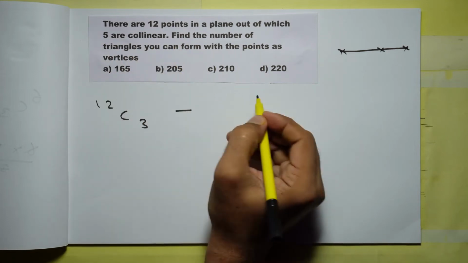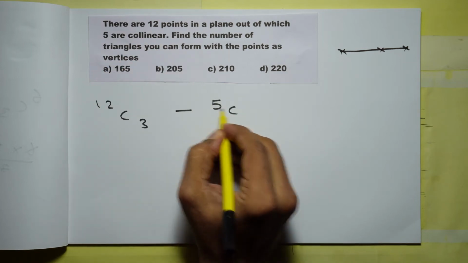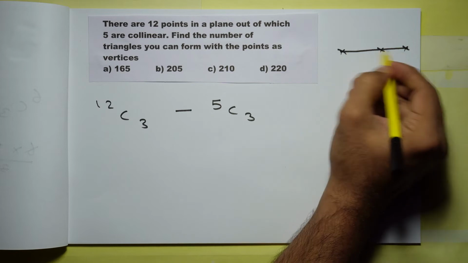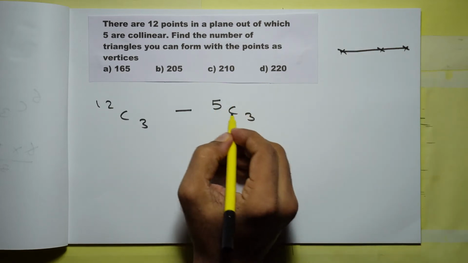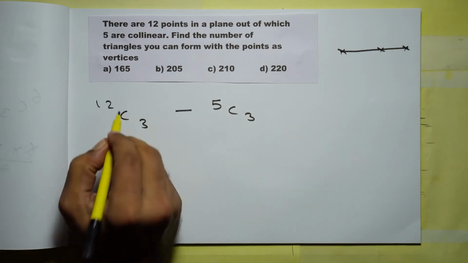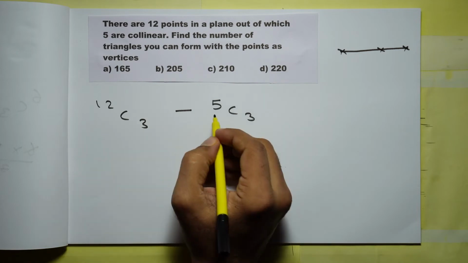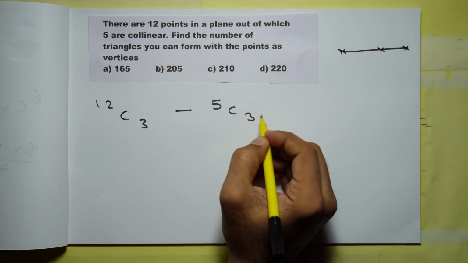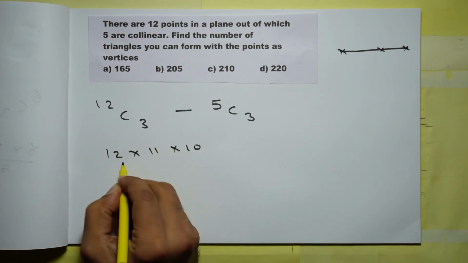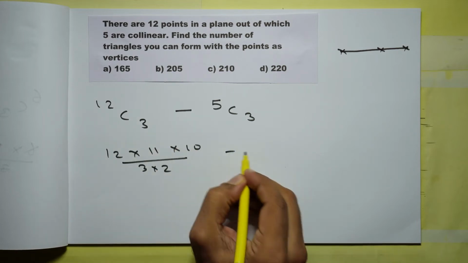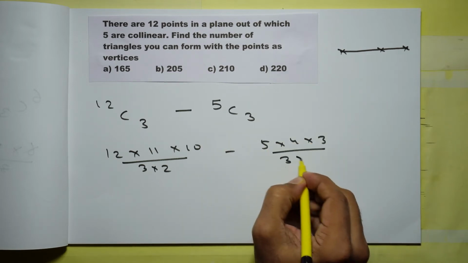Now the triangles which we could not form are these. 5 of them are there. Now if you choose any 3 out of these 5, you will get only a straight line. You will not get a triangle. So these are the triangles which we could not form. That we will subtract from the total number of triangles that we could have formed. Then we will get the triangles which we can actually form. So 12C3, that will be 12 into 11 into 10 by 3 into 2, minus this 5C3, so 5 into 4 into 3 by 3 into 2.